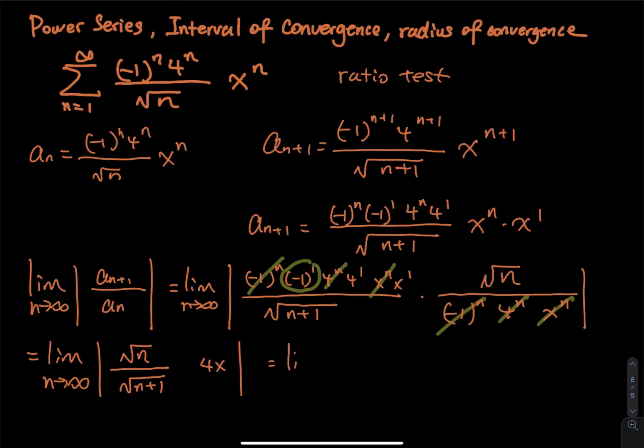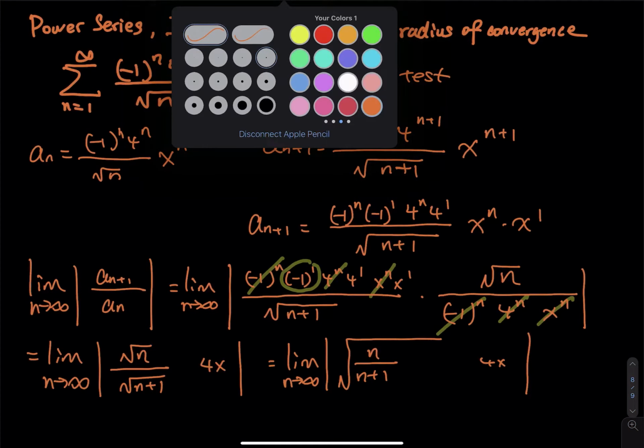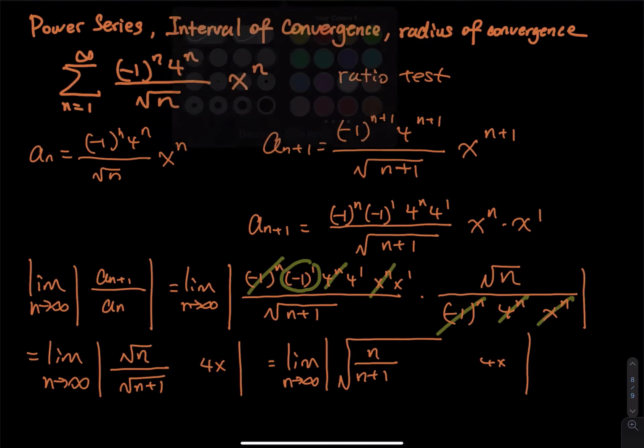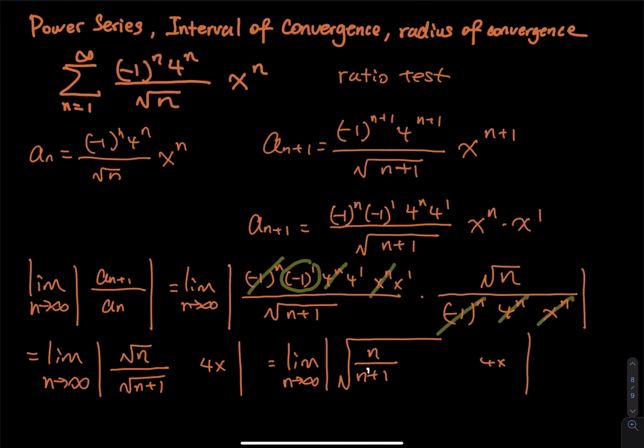And then we have limit n approaches infinity. We will use a big square root, n divided by n plus 1, and then 4x. So inside the square root, the radicand, what do we have in there? The highest degree is 1, right? So we will divide each term by n raised to the first power. And then we go back to the problem.